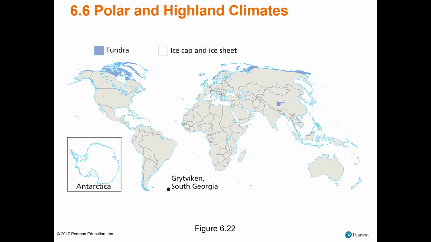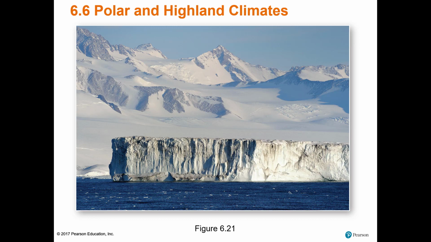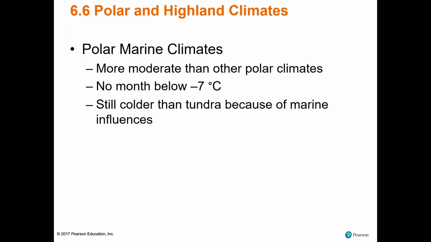And you can see that Antarctica is a continual ice-covered continent. And so you can see here the relative size of some of these icebergs, ice caps, and ice features. Polar marine climates are more moderate than other polar climates. There's no month below -7 degrees Celsius, but they're still colder than tundra because of the marine influences.